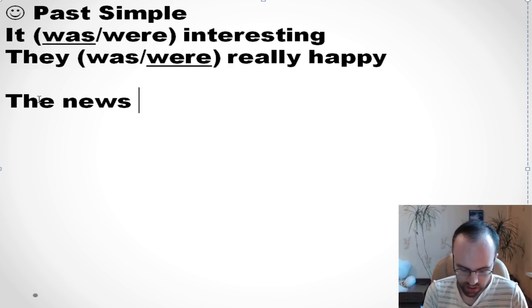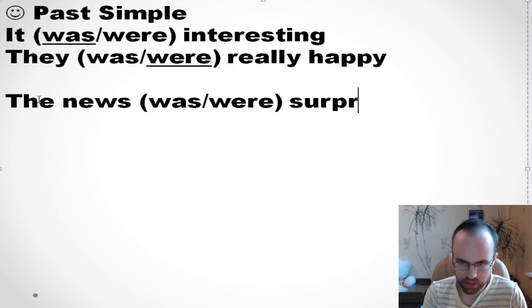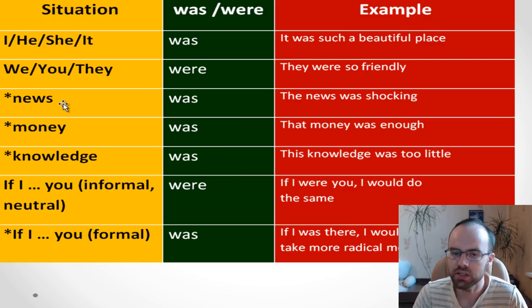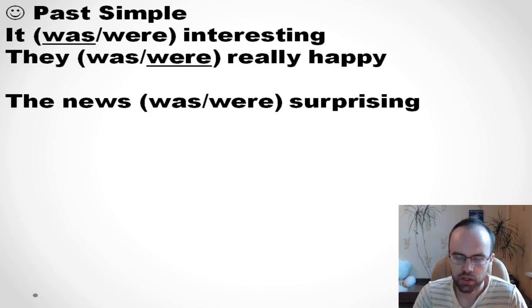Okay, so one more question for you. How will you say, the news was or the news were surprising? So we mostly know that if we see s at the end of a noun, it's a plural form, so it's more than one, but in fact it isn't. If we're talking about this situation, you need to remember that news is singular in English, it's one. So you need to say was, the news was shocking. So the correct answer will be the news was surprising.